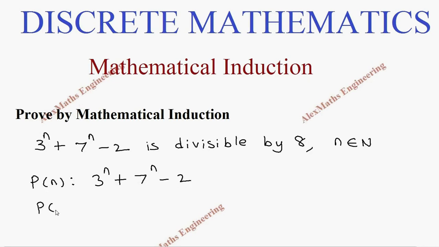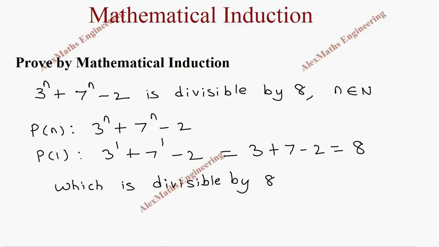We are going to find the value of P(1), which is 3^1 + 7^1 - 2, and totally it is 3 + 7 - 2, and we get the value as 8, which is divisible by 8, and P(1) is true.